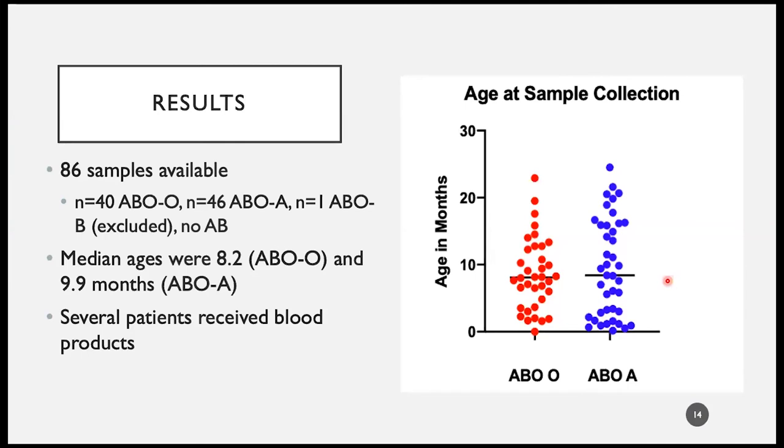Moving on to our results, we had 86 samples available, 40 of which were group O and 46 were group A. We had 1 group B patient, but they were excluded since they only had 1 sample, and we had no AB. The median ages of the samples were 8.2 months for group O and 9.9 months for group A.